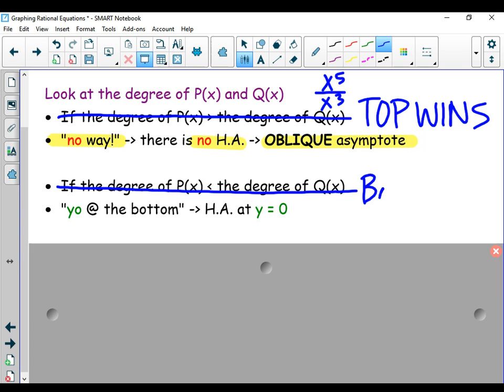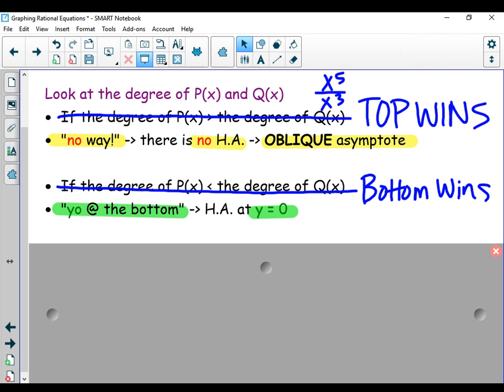So if the bottom wins, aka the denominator, I say, yo, at the bottom. Why? Because your horizontal asymptote is just y equals 0. Get it? Yo. You can laugh all you want to, I ain't laughing, but this will help. So if the bottom wins, aka the denominator has the highest degree, then your horizontal asymptote is just y equals 0 every time. So that would be a situation like x cubed over x to the 5th.